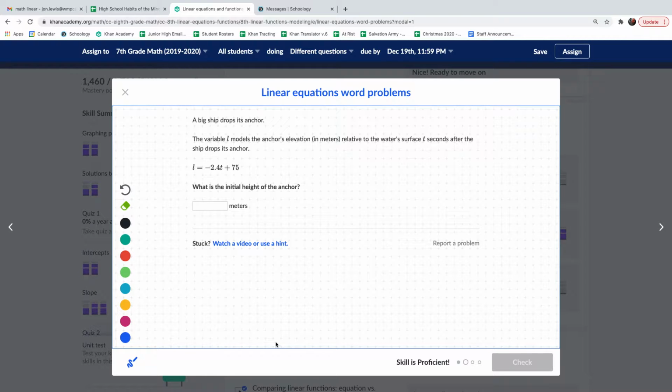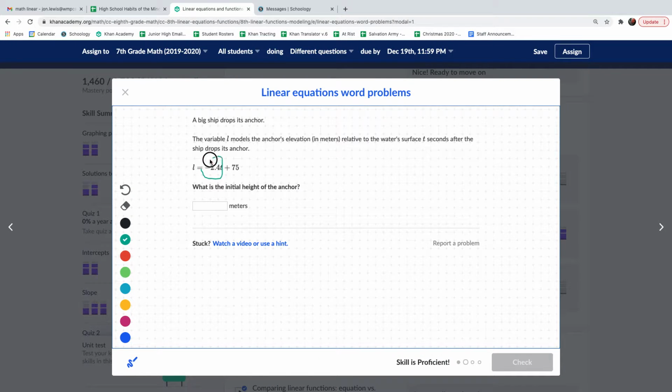Look at how this equation right here that I'm circling has to do with all this information up here. So what we're going to do is break this down. It says a big ship drops its anchor. The L models the anchor's elevation in meters relative to the water surface t seconds after the ship drops its anchor. In short, what this is all saying is that after so much time has passed, the anchor drops so far. And we're going to isolate this word problem.